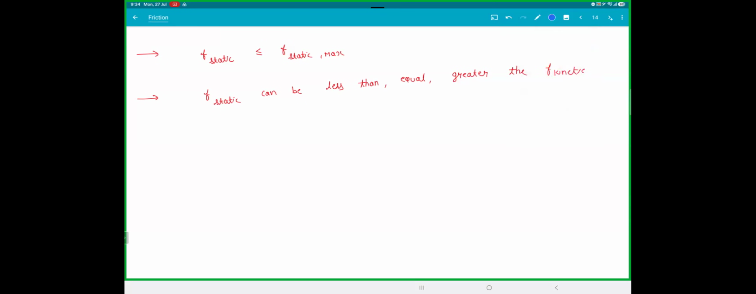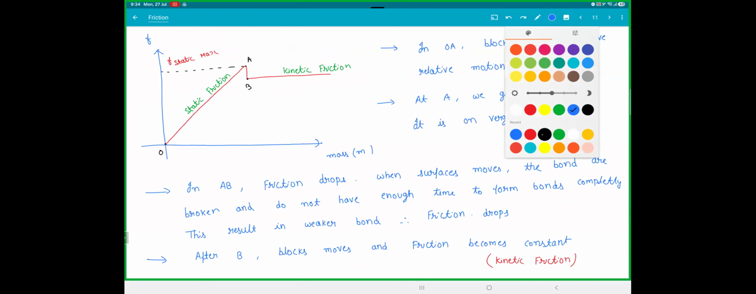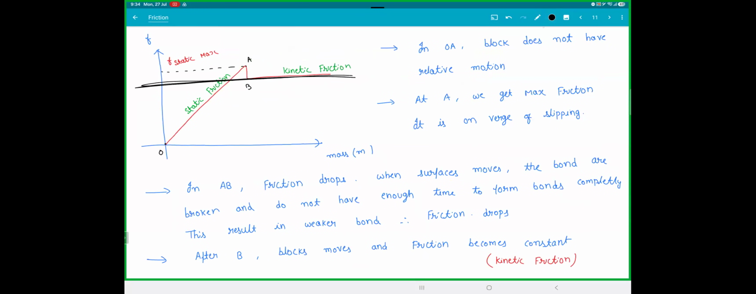That's because if you just look at the graph here, you'll notice, see, this is F kinetic. If you take a value here, it is small. If I take a value here, it is equal. If I go here, it is more. So static can take any value from 0 to max, and F kinetic is less than max. So it can be equal, it can be less, it can be greater also.